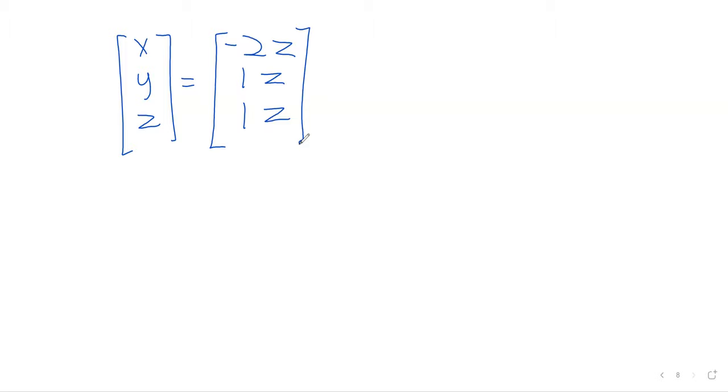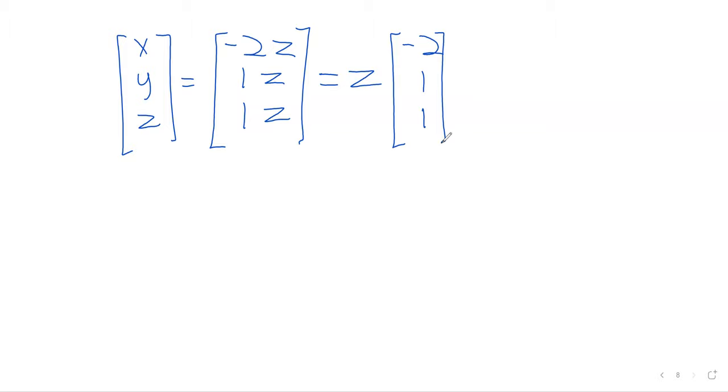And now we're going to change this a little further. If every entry of a vector is being multiplied by the same number, in this case by z, that is the same as scalar multiplication. So this is how we would write our solutions. And every value of z gives us a solution, like z equals 0 gives us the trivial solution.